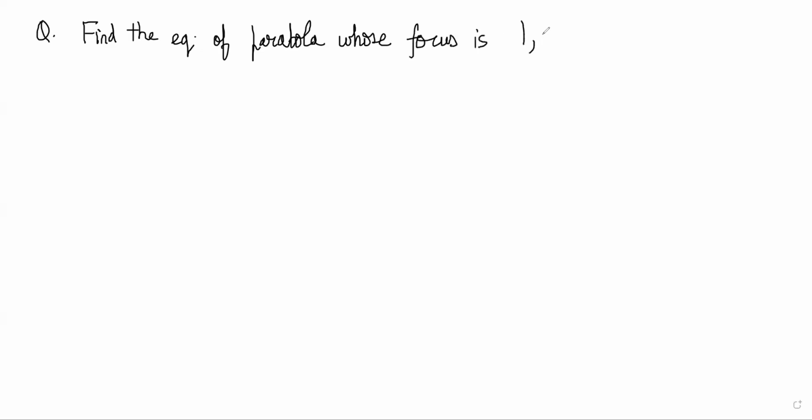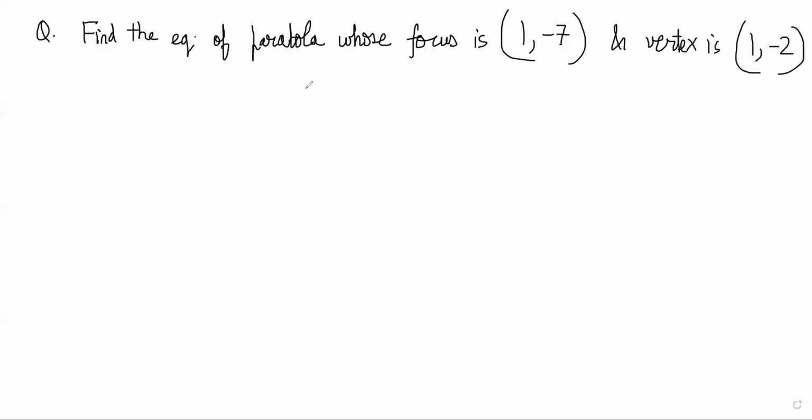So the first question is, find the equation of the parabola whose focus is 1 comma minus 7 and vertex is 1 comma minus 2, right? Okay.